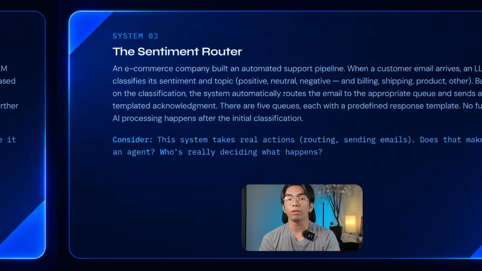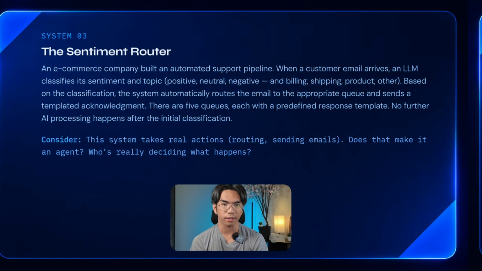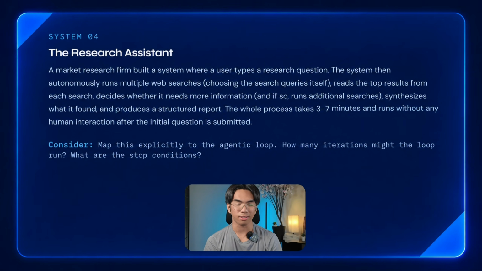Sit with that. System 3, the sentiment router. It classifies an incoming email and auto routes it to a queue with a templated reply. It takes real action. So is that an agent? Ask yourself who's actually deciding. System 4, the research assistant. Type a question, it runs its own searches, decides if it needs more, synthesizes a report, all on its own for several minutes. Map this one explicitly to the loop.